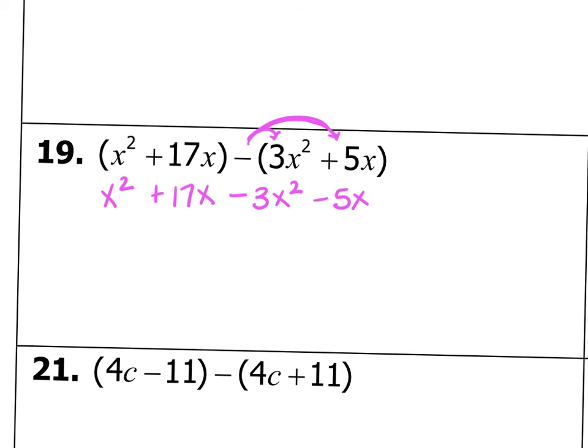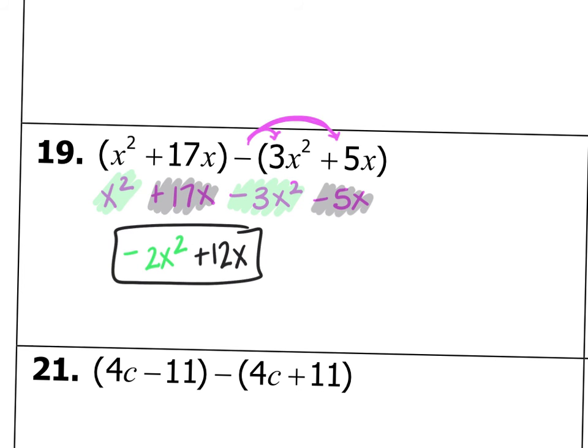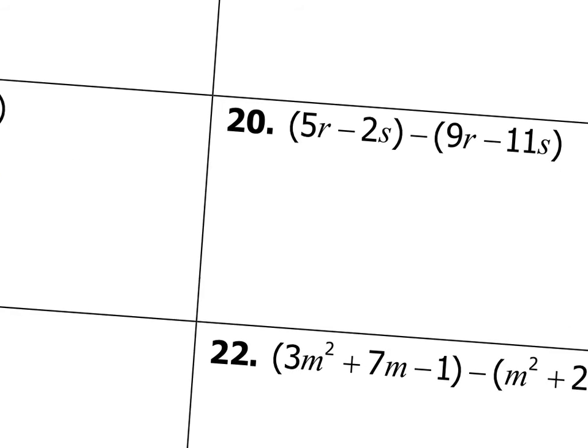So now I can combine like terms. I have a 1x squared minus a 3x squared. So that makes minus 2x squared. Then I have a positive 17x minus 5x makes a positive 12x. And that would be your answer. All right, go ahead and try number 20 on your own.